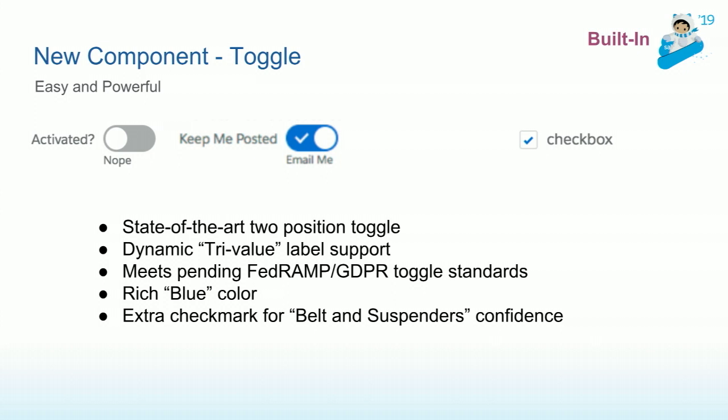You can see it there on the right, because a few people were saying, hey, look, I know that you've got the color, I know that you've got the labels, but I'm still not confident that my user is going to know that that toggle is enabled. So we brought the checkbox and we brought that check mark back so that you can have what they refer to in the financial industry as true belt and suspenders confidence.